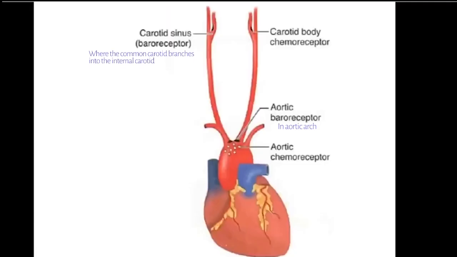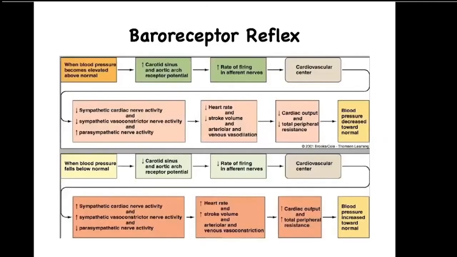In this illustration, on the left, you can see the baroreceptors in the carotid sinus. You can also see the baroreceptors in the aortic arch. We'll talk about the chemoreceptors later. Let's go over how the baroreceptor reflex works.